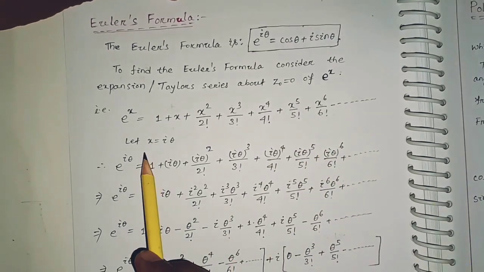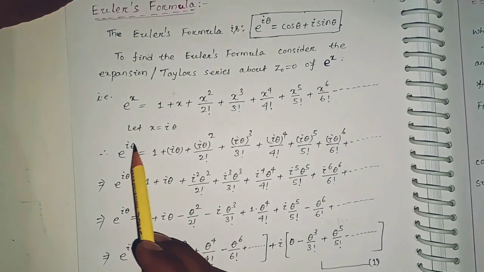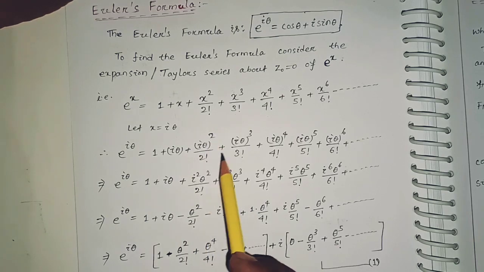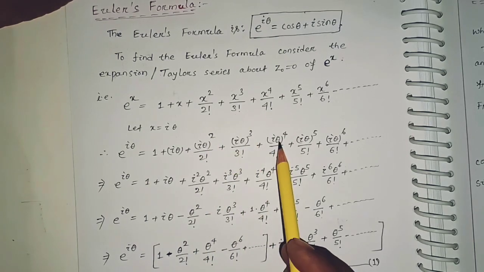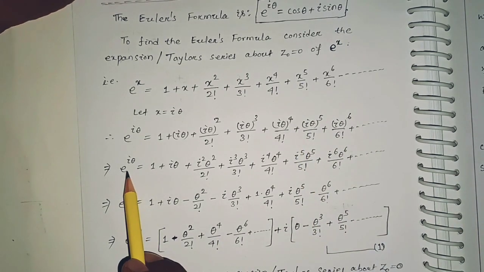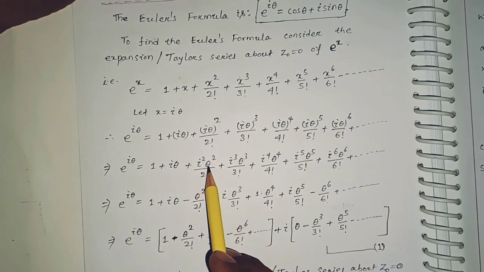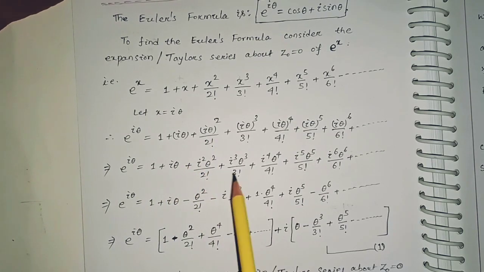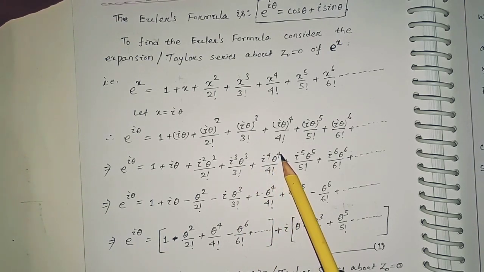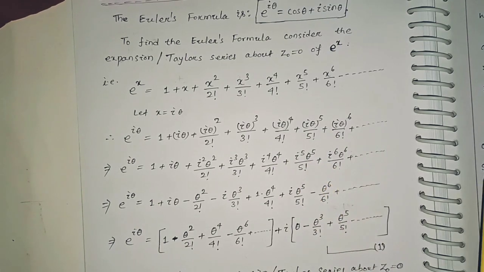Now we are going to consider x equal to i theta. So instead of x, if we put i theta, then this series will be 1 plus i theta plus i square theta square by 2 factorial plus i cube theta cube by 3 factorial plus i to the 4 theta to the 4 by 4 factorial plus i to the 5 theta to the 5 by 5 factorial and so on.